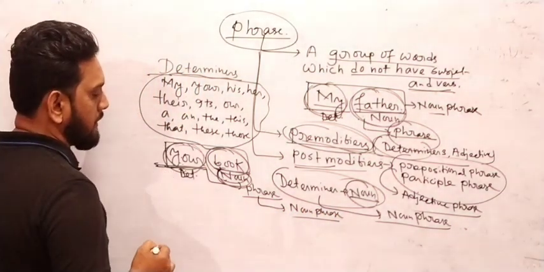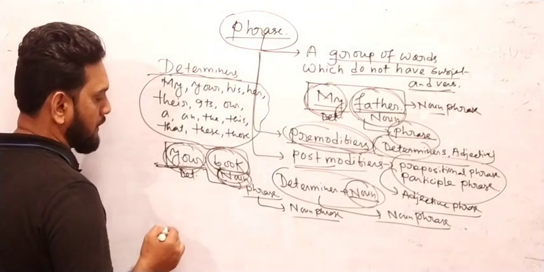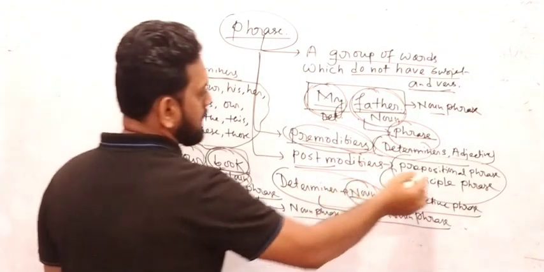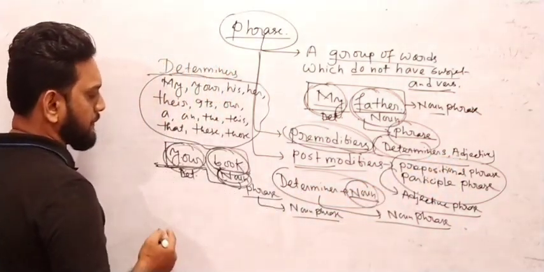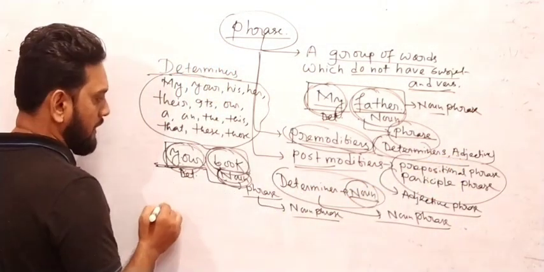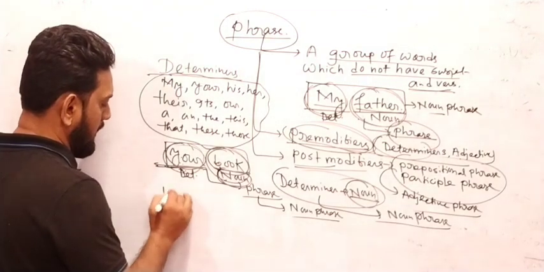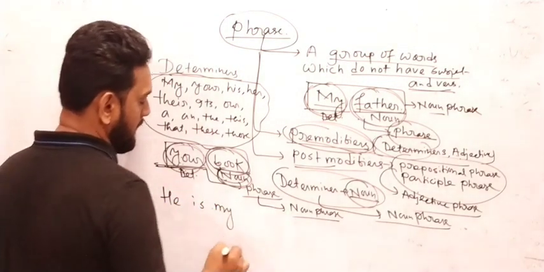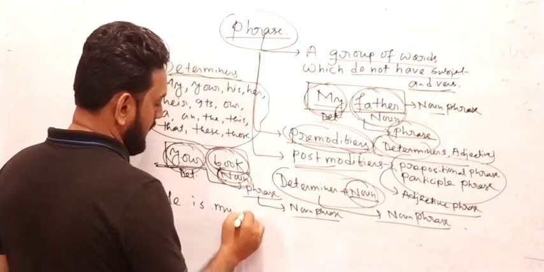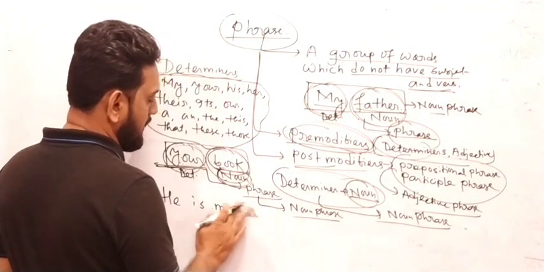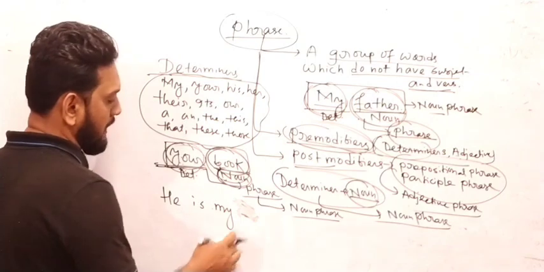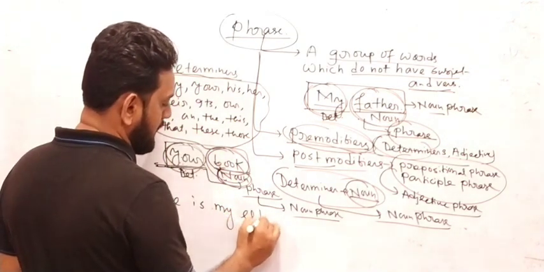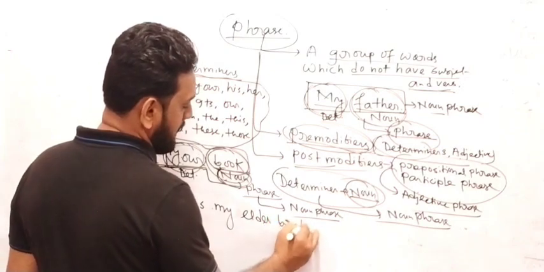Very important. Yes or no? That's very important. If I use an adjective, like if I say, he is my dear friend. Another sentence I should write: he is my elder brother.